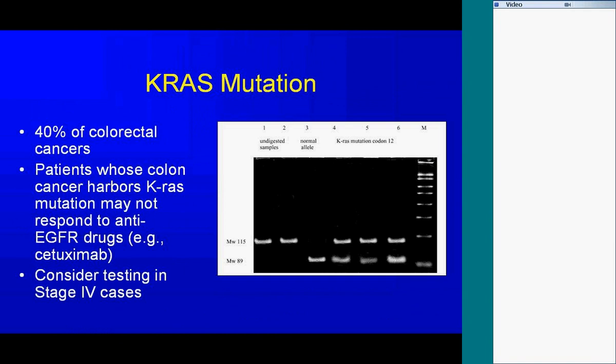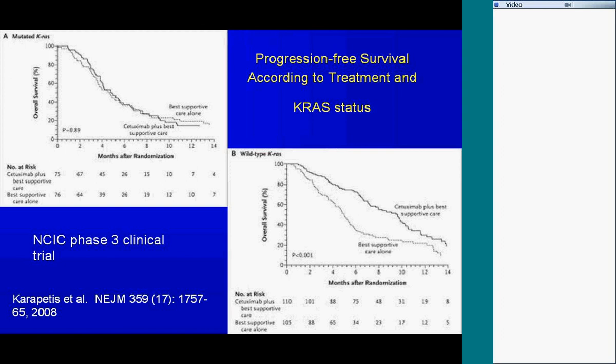One thing that has emerged in the past year or so is the analysis for KRAS mutation, which is found in 40% of colon cancers. And patients who have KRAS mutant tumors essentially won't respond to anti-EGFR drugs such as cetuximab. And so most institutions are testing patients with stage 4 cancers and in some cases very high risk stage 3 cancers. These curves just show you that there is essentially no change in survival when you treat a patient with mutated KRAS with cetuximab compared to best supportive care, but there is a significant overall survival benefit when the patient has wild-type KRAS.